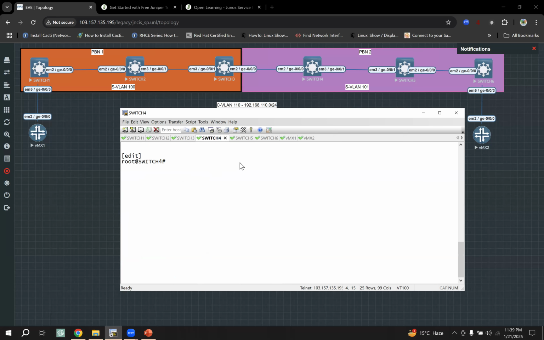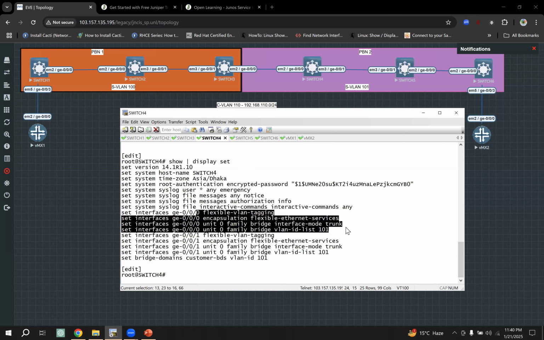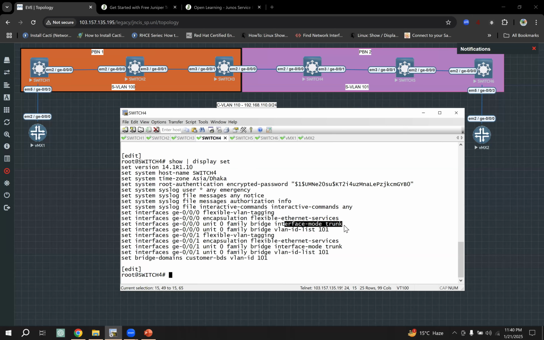So in switch 4, we get a similar configuration. In switch 4, the connected interfaces are 0 and 1. So 0 and 1: flexible VLAN tagging, flexible Ethernet services, interface mode trunk, and allowed VLAN ID. Here the allowed VLAN ID is 101 because service provider 2 uses VLAN ID 101 as a VLAN. That's why I allowed VLAN 101. Okay.